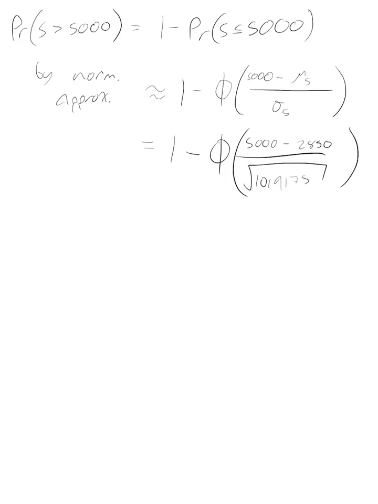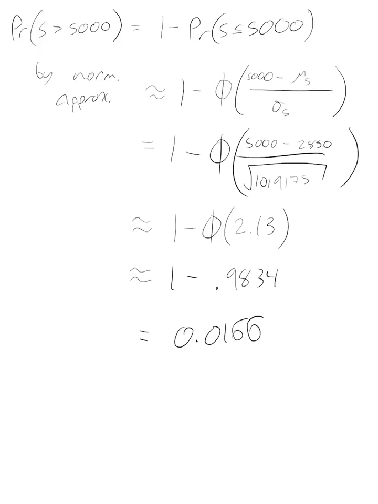1,019,175. And I'll simplify that down for us, and we get that that's approximately equal to 1 minus the normal CDF at 2.13. From our tables, that comes out to 1 minus 0.9834, which is equal to 0.0166, which is the answer that was given in class.